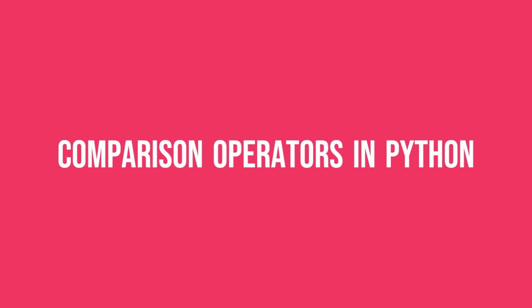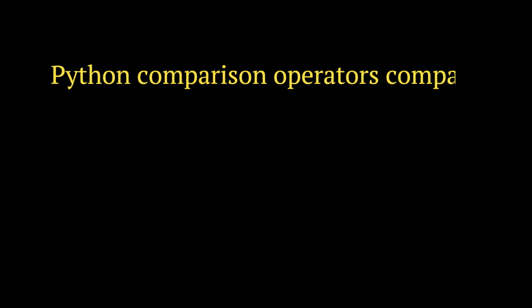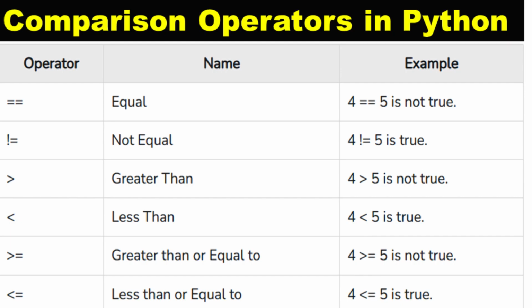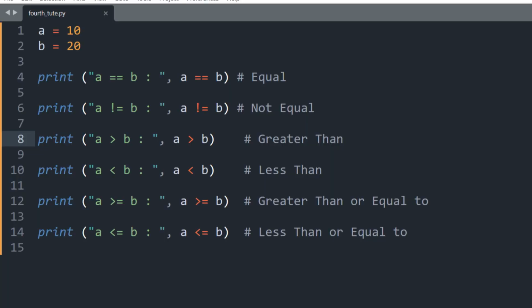Comparison operators in Python. Python comparison operators compare the values on either side of them and decide the relation among them. They are also called relational operators. These operators are equal, not equal, greater than, less than, greater than or equal to and less than or equal to. Following is an example which shows all the comparison operations.